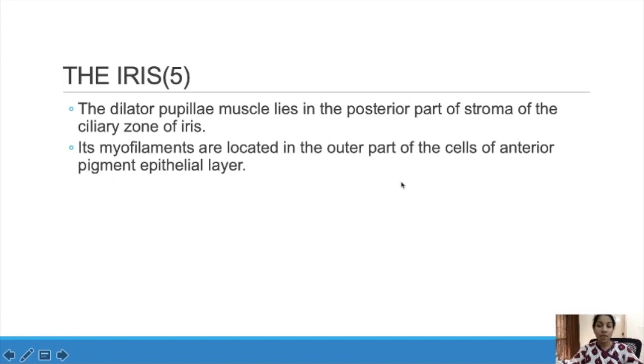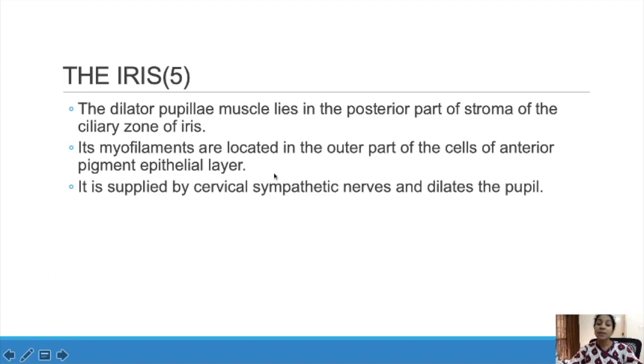These myofilaments are located in the outer part of the cells of the anterior pigment epithelial layer, and it is supplied by cervical sympathetic nerves, and this helps to dilate the pupil. So dilator pupillae is present in the posterior-most part of the stroma, and the muscular filaments are present in the next layer, that is the anterior pigment epithelial layer, and that helps to dilate the pupil. So sphincter pupillae will constrict the pupil and this dilator pupillae muscle will dilate the pupil.